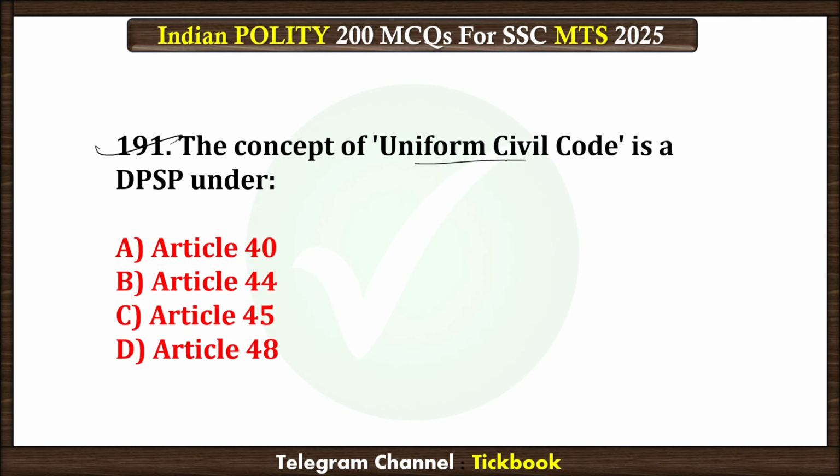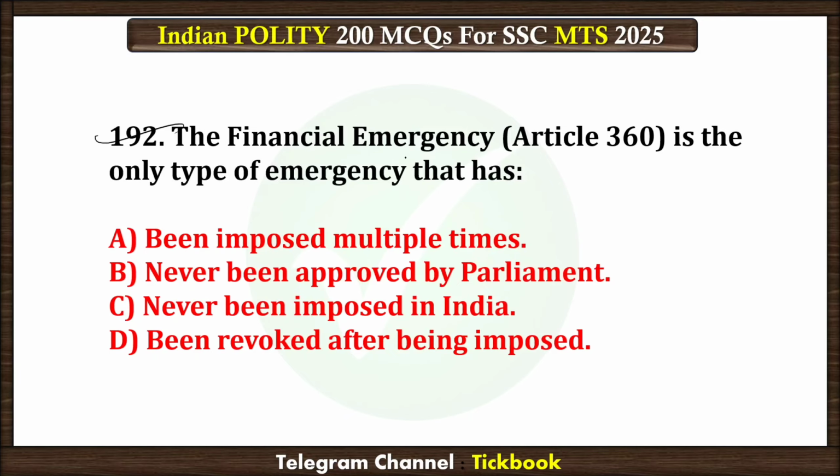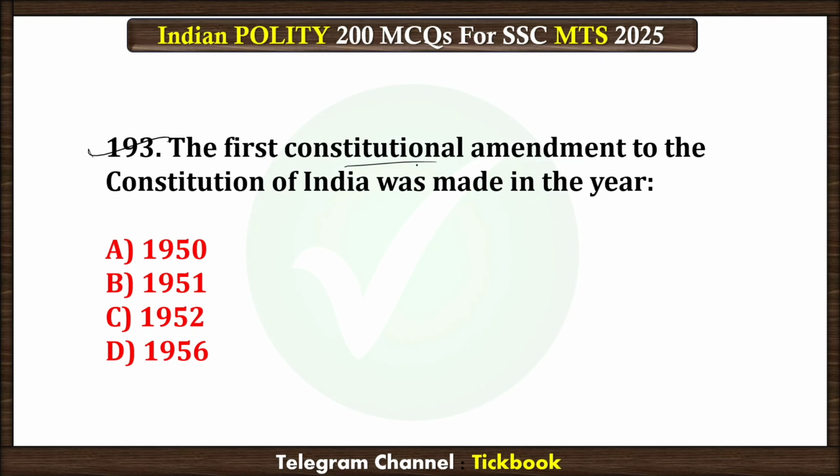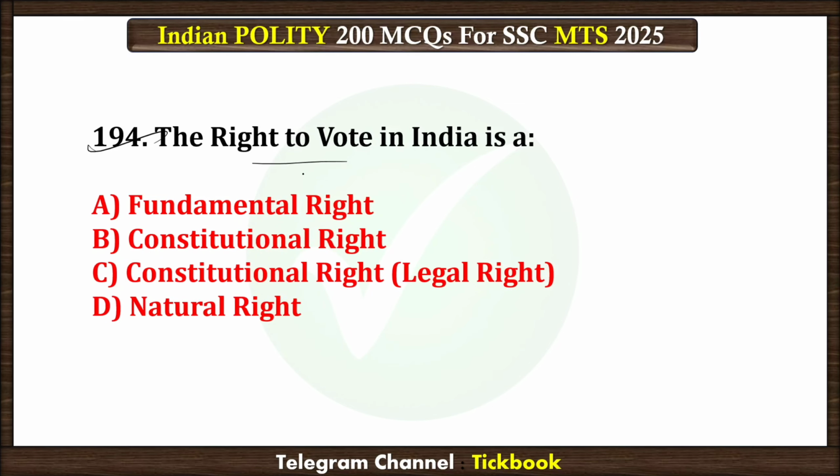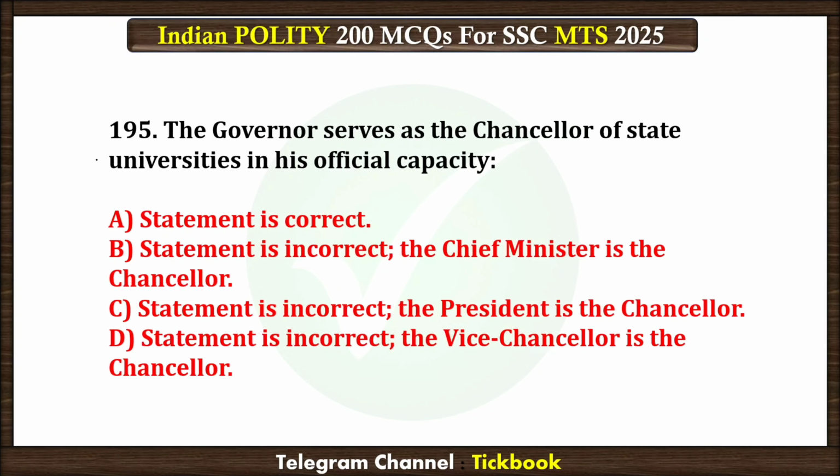191. The concept of Uniform Civil Code is a DPSP under Article 44. 192. The financial emergency, Article 360, is the only type of emergency that has, option C, never been imposed in India. 193. The first amendment to the Constitution of India was made in the year, option B, 1951. 194. The right to vote in India is a, option C, constitutional right, legal right.